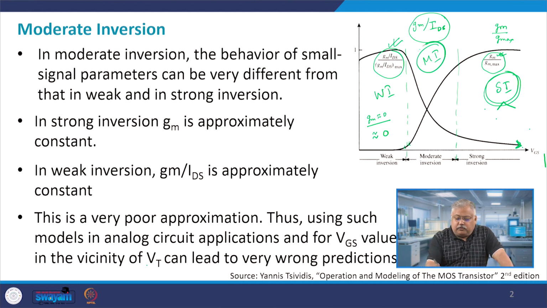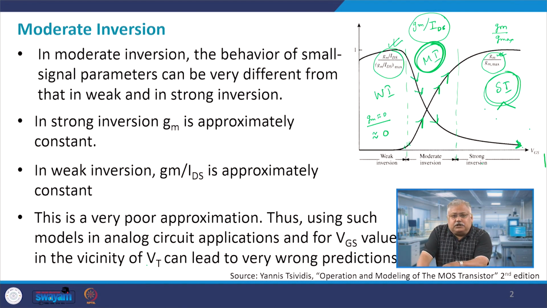Somewhere in the middle you have this moderate inversion region coming into the picture. In the moderate inversion, GM by GM max shows a rising trend, and GM by ID shows a falling trend. The reason is very specific: this is the region where your ID starts to increase and GM also starts to increase, but the rate of increase of ID is much larger as compared to that of GM, and that is the reason you see this. For very strong VG, there is a dip in the value of GM as well, and this has to do with more reduction in the mobility.